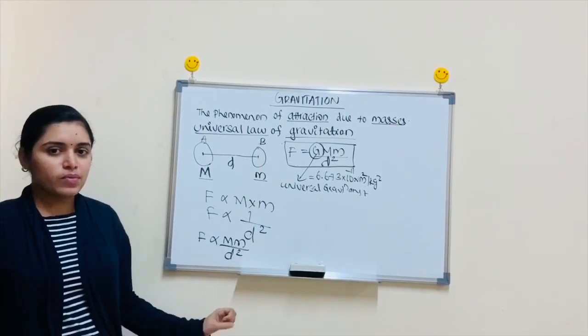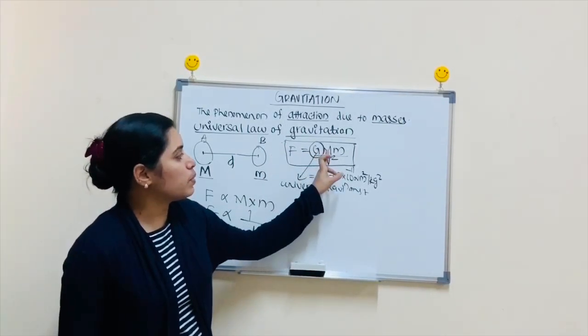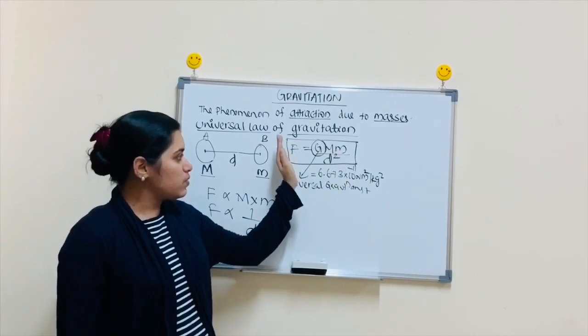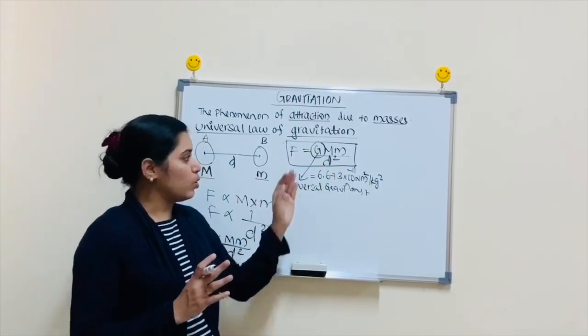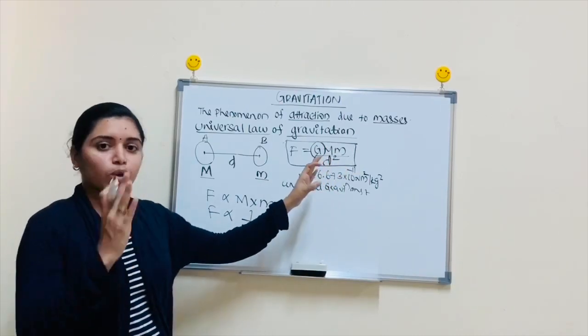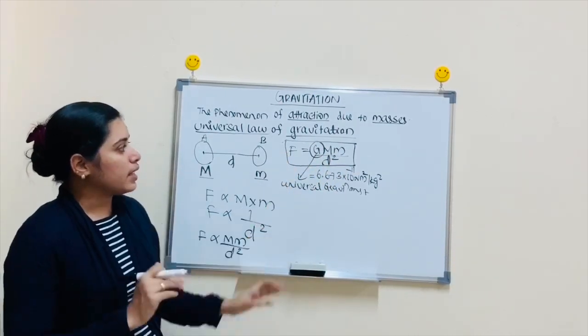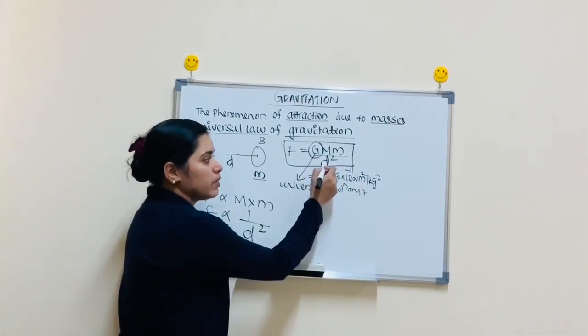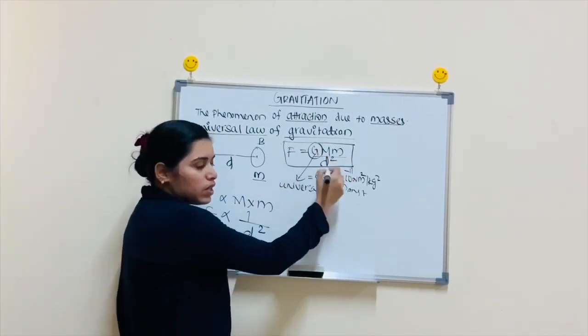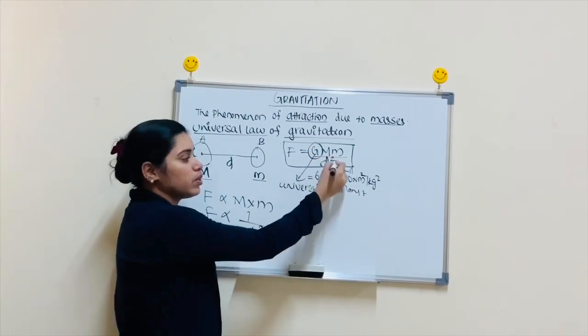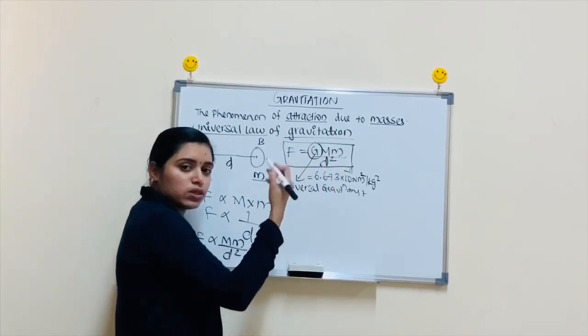Clear? Now what happens if the mass increases? This force and the mass are in direct proportionality. So if the mass increases, then of course the force also will increase. And what happens if we increase the distance? Since they are in inverse proportionality, if the distance increases, then the force will decrease.